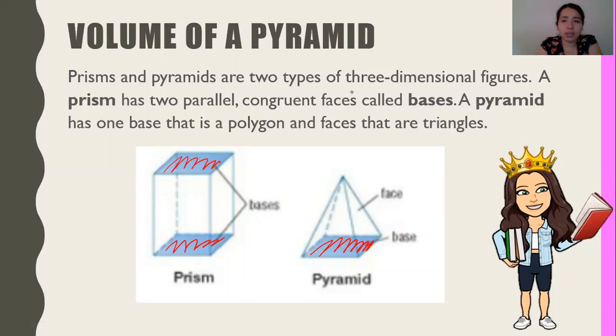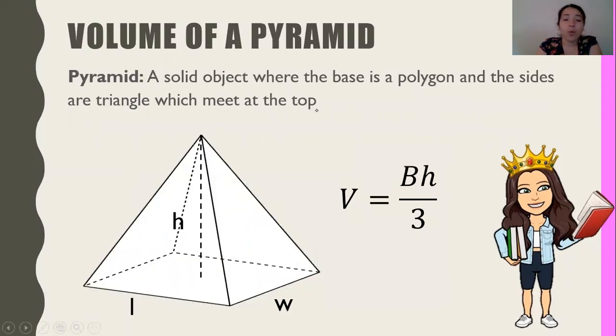That's what they both have in common. They both have faces. Good, exactly. But like you said, prisms have two bases. Pyramids only have one base. So today we're going to focus on the volume of a pyramid. Remember, volume is everything that's inside.